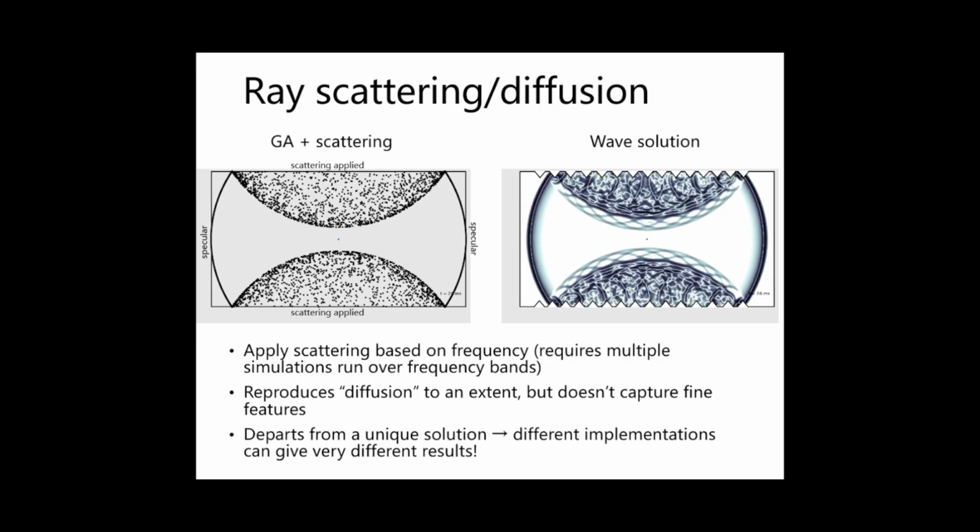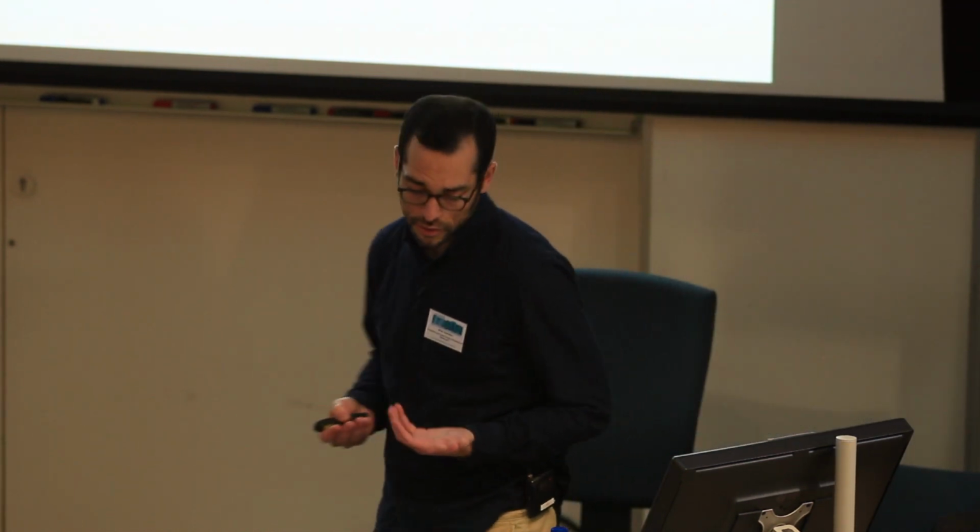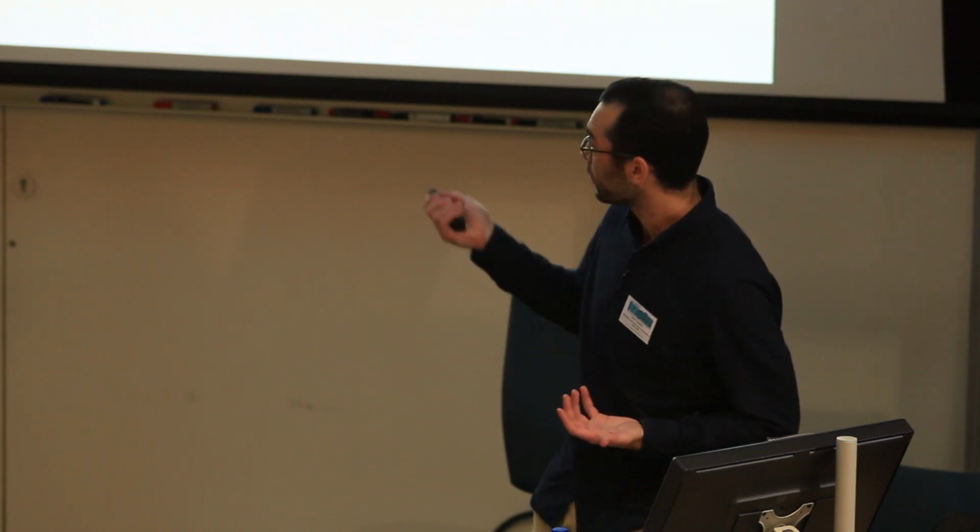The main problem with this that I see is that it really departs from any unique solution. So you'll get different implementations of scattering and diffusion, and they'll all give you different results. These days, there are a lot of geometric acoustics simulation platforms, and for the same input data, they might give wildly different results. That's ultimately a result of how people interpret this stuff. Because the classic geometrical acoustics will converge to one solution, but with this stuff, there's a lot of room for interpretation.